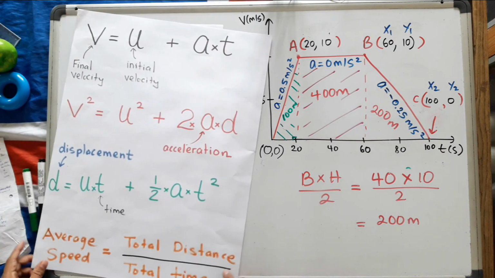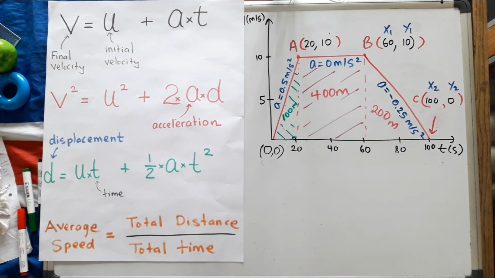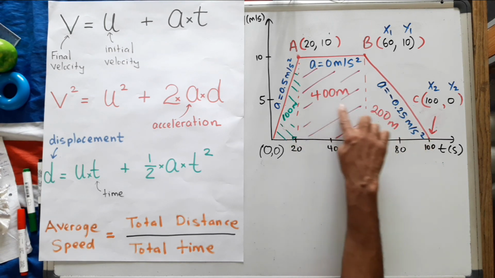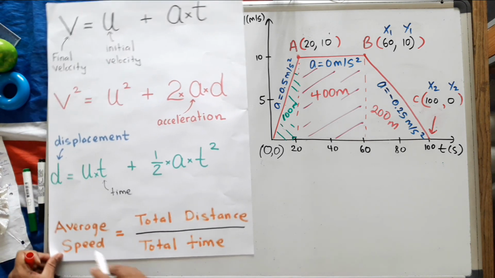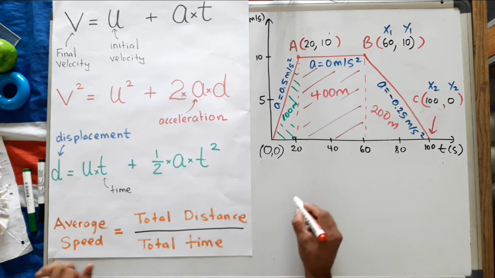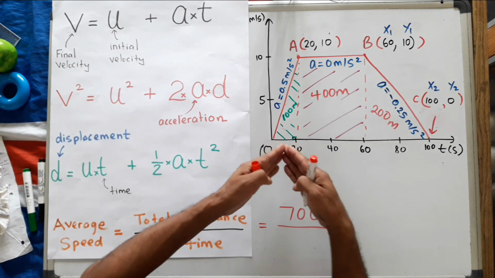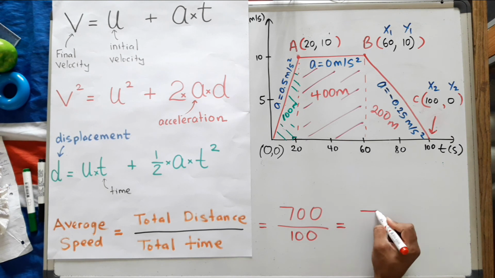So how much is the total displacement, the total distance? The total distance is 100 plus 400 plus 200. That's 500 plus 200, that's 700 meters. So if they ask you for the average speed, you have to take the total distance, which is 700, and divide it by the total time taken. What's the total time for the entire journey? 100 seconds. That's how you calculate average speed. So the answer will be 7 meters per second. That's if they ask you to calculate the average speed.